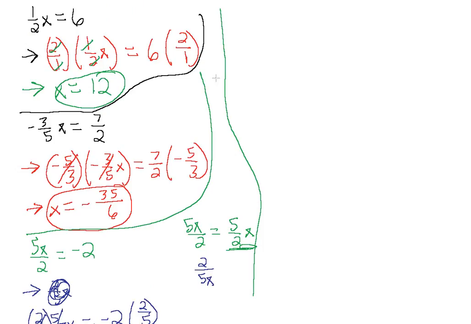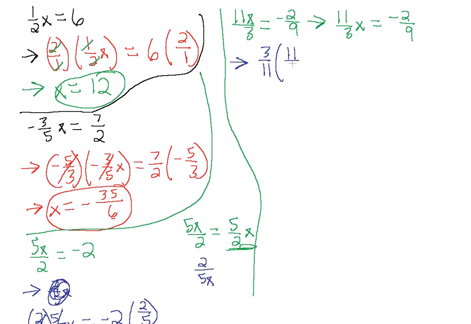Okay, let's look at another one. Let's say 11x over 3 equals minus 2 over 9. Okay, again, we don't want to make any mistakes here, so let's go ahead and rewrite our first part as 11 over 3 times x equals minus 2 over 9. Okay, so how do we isolate our variable? We're going to multiply by the reciprocal of 11 over 3. The reciprocal of 11 over 3 is 3 over 11. So 3 over 11 times 11 over 3x.